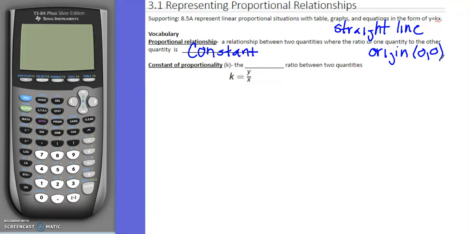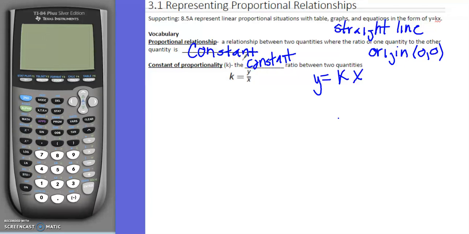The constant of proportionality. The constant ratio between two quantities. It's k, the constant of proportionality. It's y divided by x. It's also written like this on your formula chart. Okay, and this is just a manipulation of the formula.